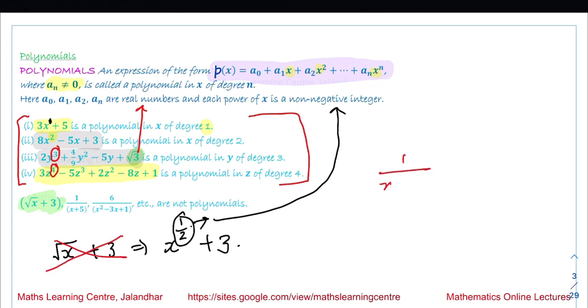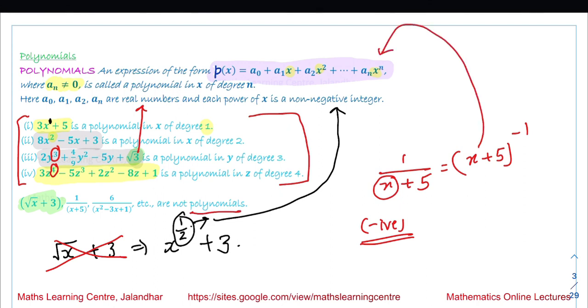Similarly, if I write 1/(x + 5), this is just like (x + 5) raised to the power −1, so a negative power of x will be there. Again, it is not of this form, so it is not a polynomial. Similar is the next case, 6/(x² − 3x + 1). This is also not a polynomial.